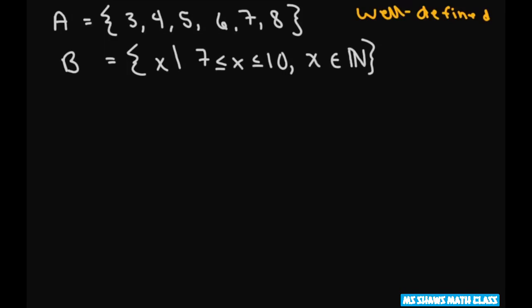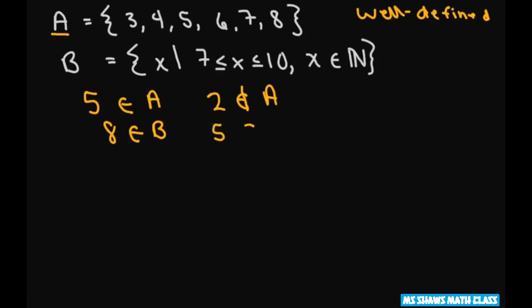So for example, we have two sets here. We know that 5 is an element of A and 2 is not an element of A. If we look at B, we know that 8 is an element of B and 5 is not an element of B. Sometimes we say 5 doesn't belong to B.